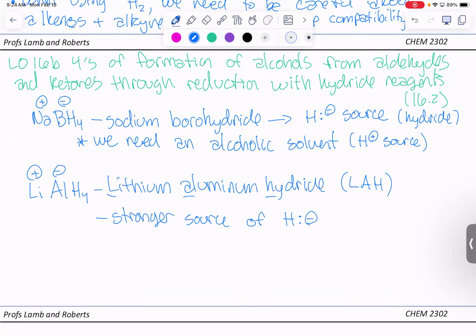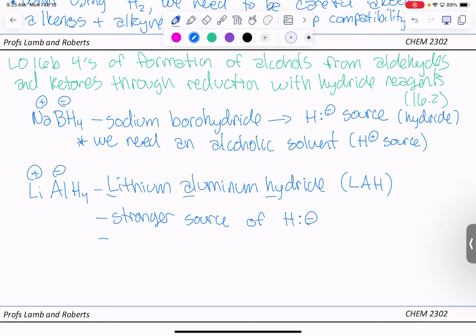more hydridic. You know, this might be a weird concept, but actually when we think about it, acids have different strengths, right? We know that HCl is a very strong acid, and trifluoroacetic acid is pretty strong, but acetic acid is pretty weak, right?